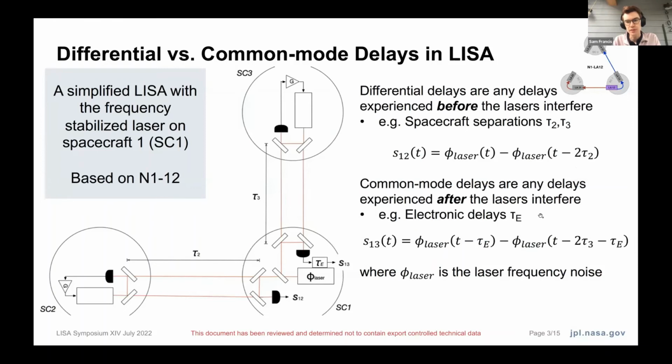Whereas the common mode delays occur after the lasers interfere. And so in spacecraft 1, as an example, we have this extra delay tau e, which could represent an electronic delay in this measurement chain of S13. In this measurement, we'd not only see the differential delay, tau3, from the inter-spacecraft travel of the beam, but both of these laser noises are now going to be delayed by an additional tau e. And so it's common to these two measurements.